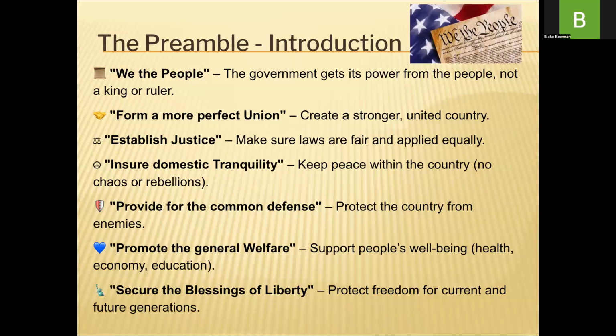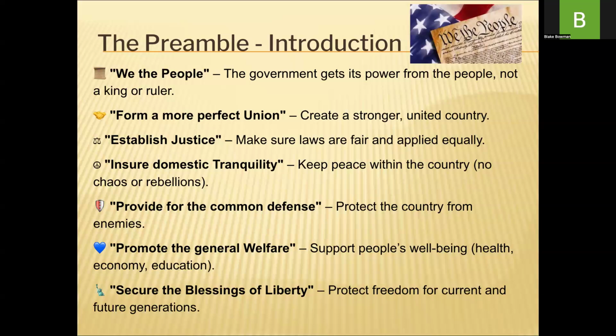We the people: government gets its power from the people, not a king or ruler. Remember, we mentioned this quite a bit when you think about popular sovereignty. Was that one of the principles of the Constitution? Yeah, it was. Popular sovereignty, rule by the people. The people rule, not the king or a ruler. You can think back to influences too, like the Magna Carta, many of the influences on the Constitution, which prevents one person from holding full power.